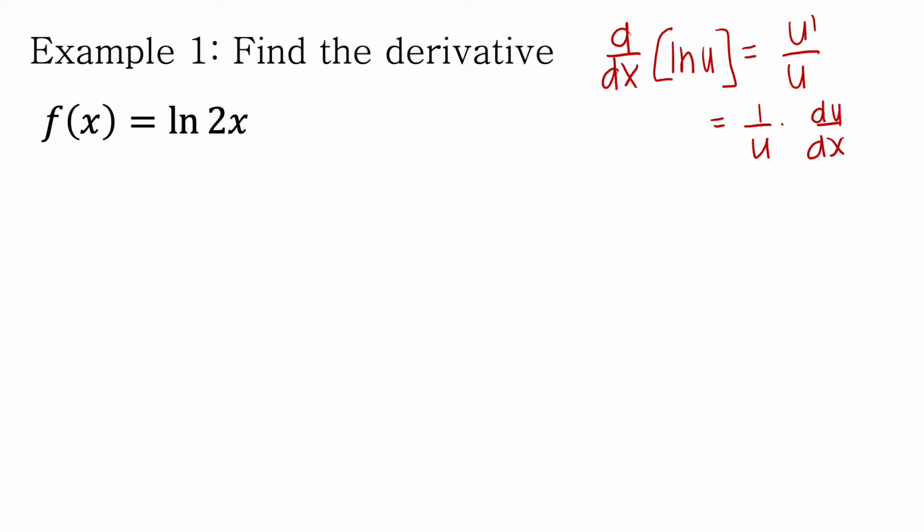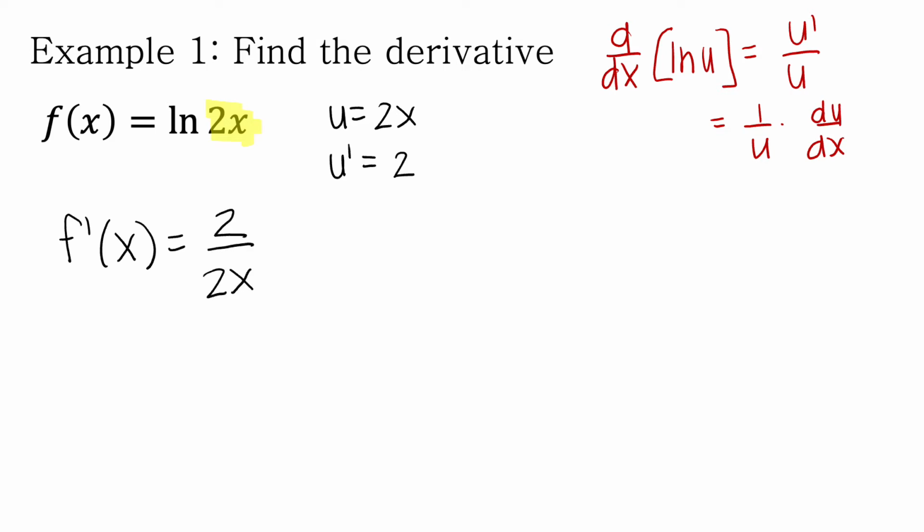So here my inside function, or my u, is going to be this 2x, which makes our u prime just equal to 2. So taking our derivative, f prime of x, u prime over u would just be 2 over 2x, and then our 2's are going to cancel, so we can write our derivative, f prime of x, as 1 over x.